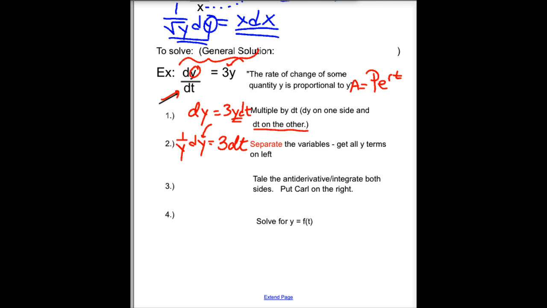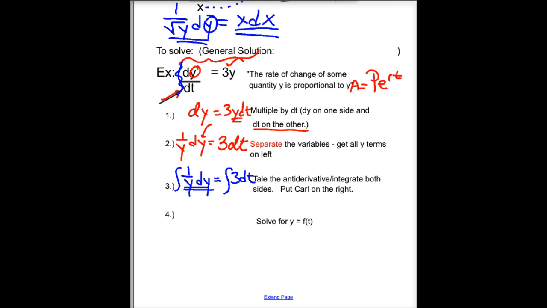So I have 1 over y dy is equal to 3 dt. Now what I do is I integrate, or take the antiderivative of, the left-hand side and set it equal to the antiderivative, or integral, of the right-hand side. And because of the variable match now, I can integrate. When it's not separated, you can't integrate, because you don't have variable match.